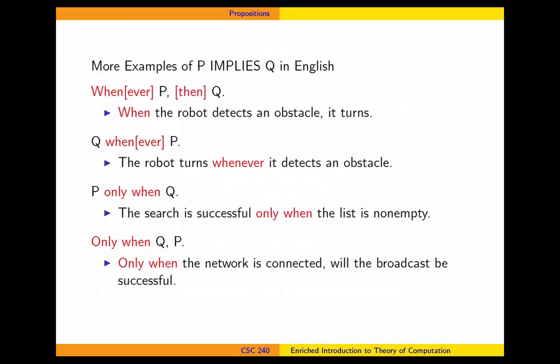The words when and whenever act the same way as if. In the sentence, when the robot detects an obstacle it turns, the hypothesis is the robot detects an obstacle, and the conclusion is the robot turns. The same is the case for the sentence, the robot turns whenever it detects an obstacle.